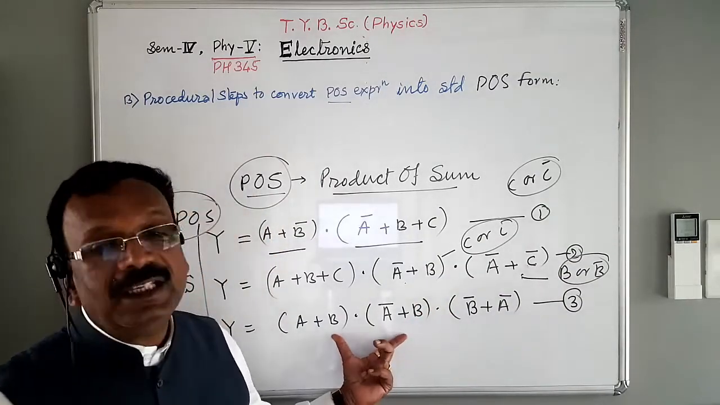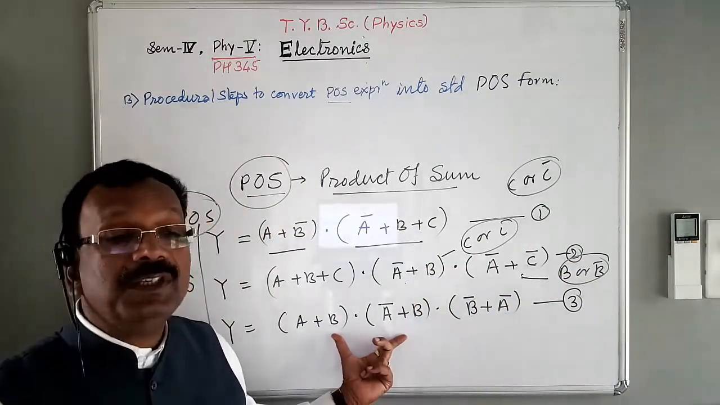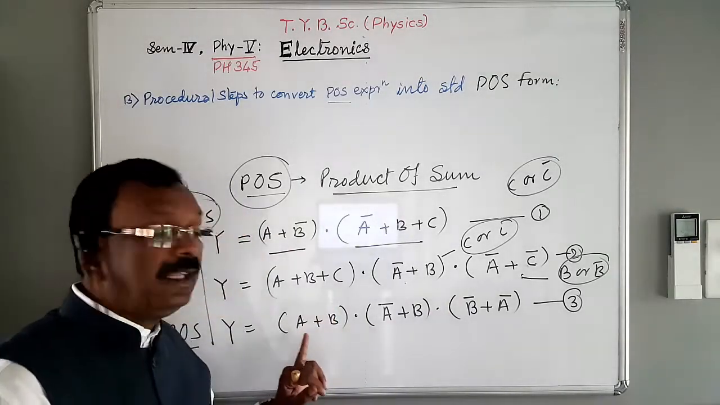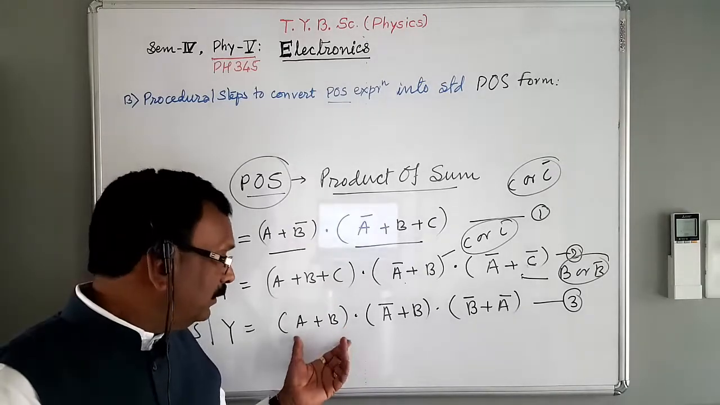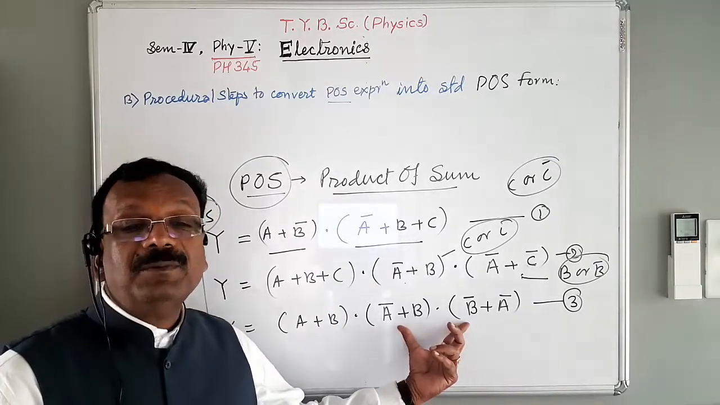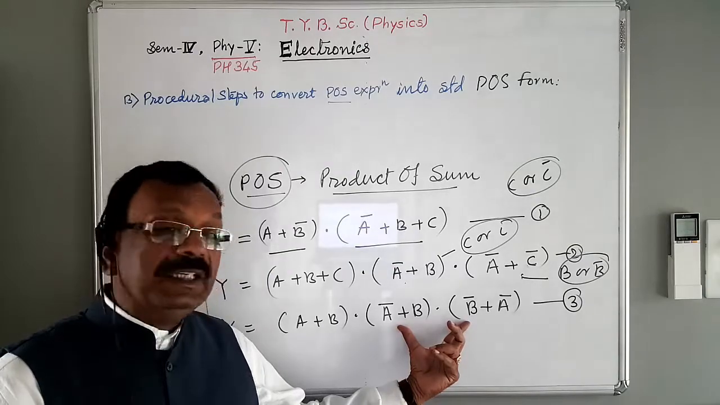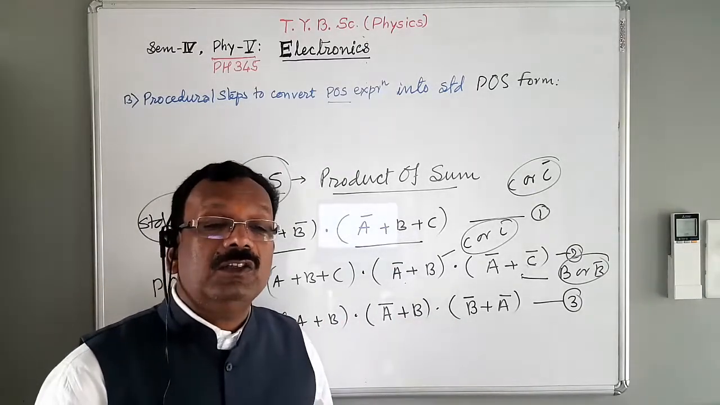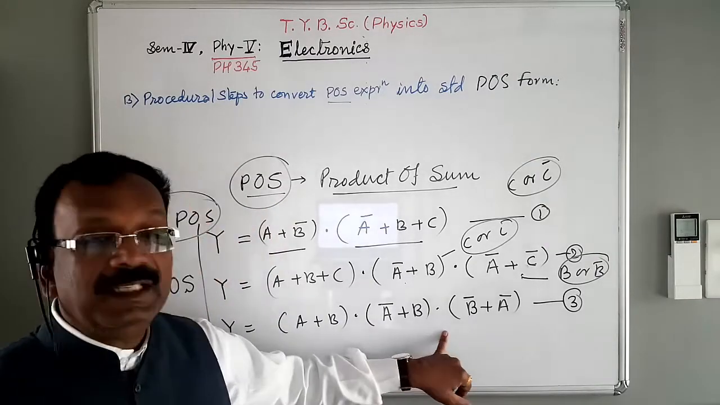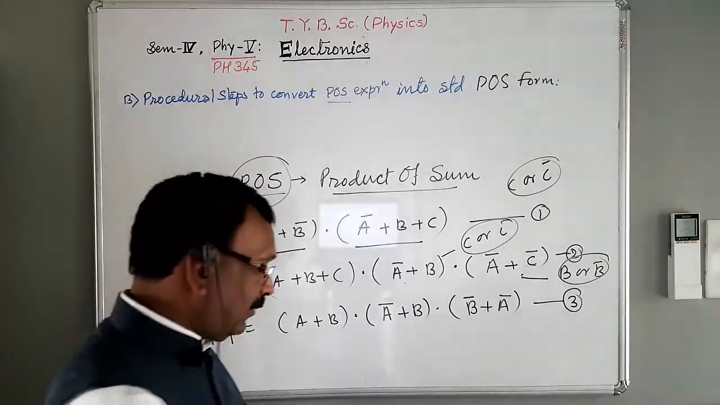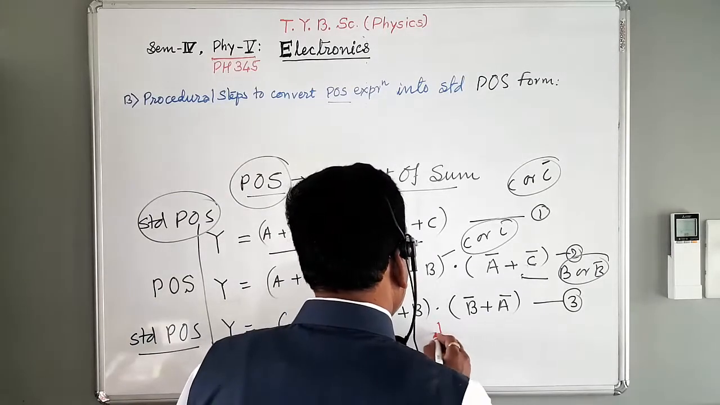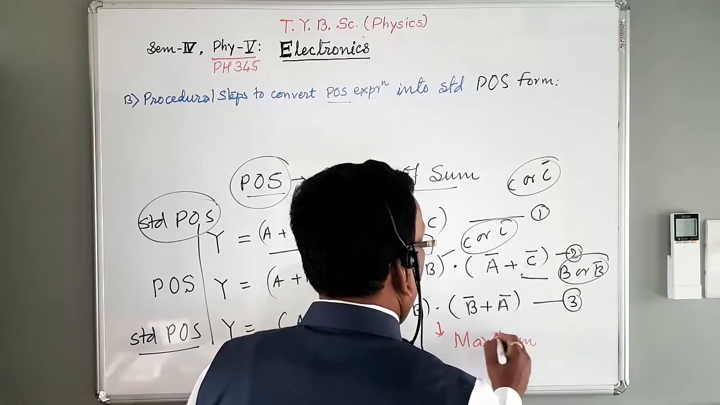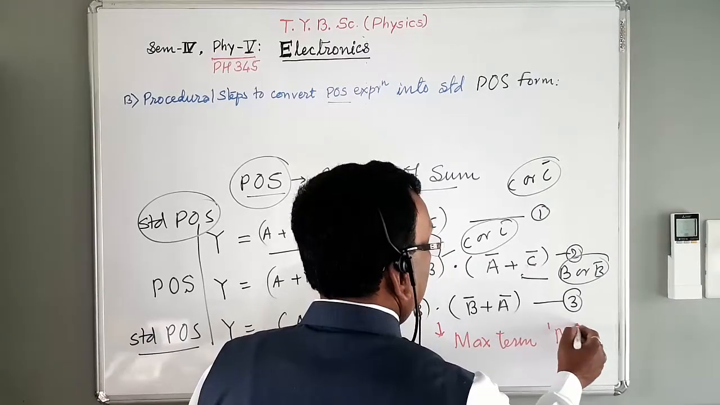Only equation 3 is standard POS, because there are two inputs, A and B, and all three sum terms include both the literals, in complemented or uncomplemented form. So equation 3 is called a max term, or simply M.